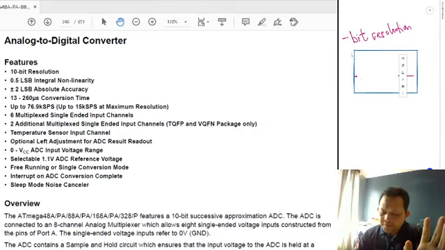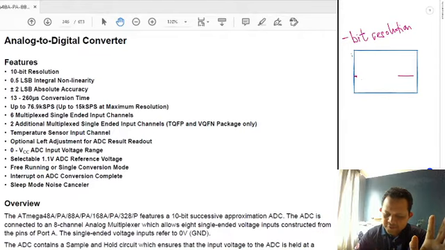All right. So this is the definition of a continuous signal.